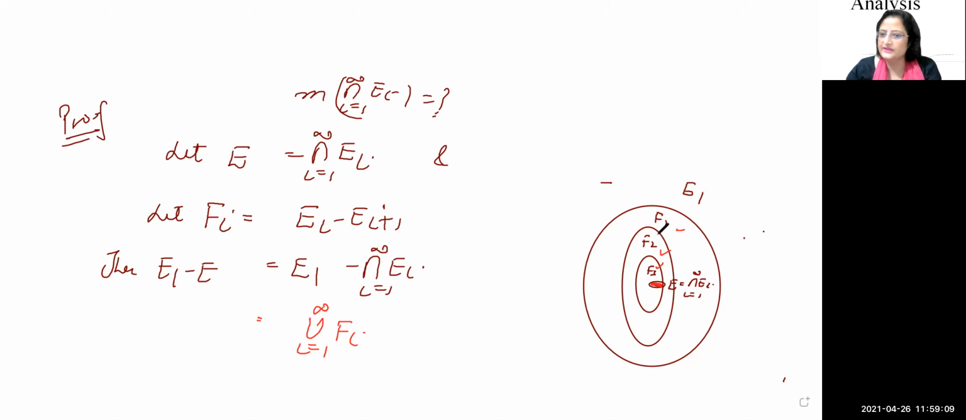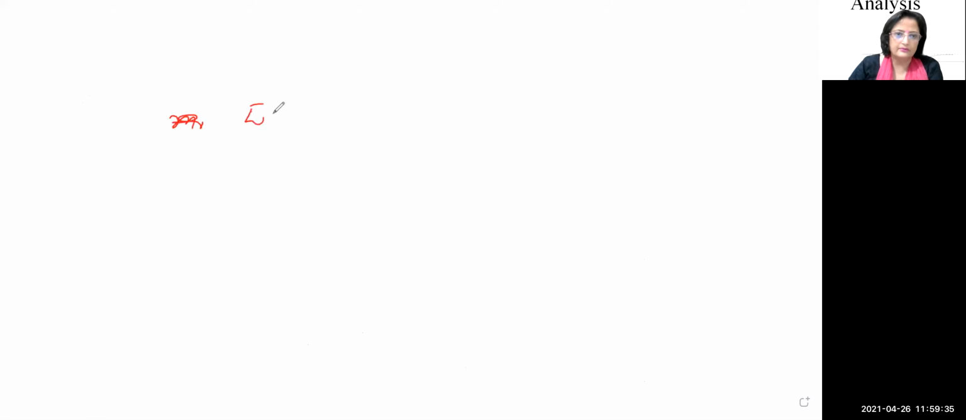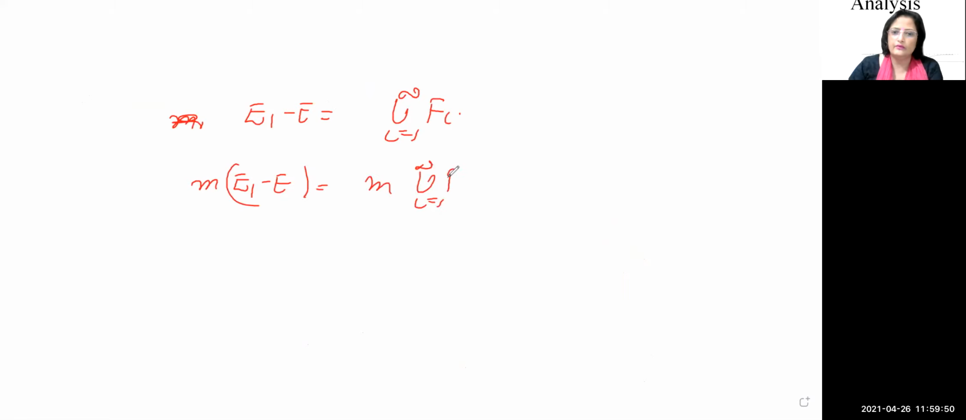And clearly all these sets, this middle portion that is coming, are pairwise disjoint. The sets Fi are pairwise disjoint. It implies that E1 minus E comes out to be the union of Fi, i running from 1 to infinity. So the measure of E1 minus E is equal to the measure of the union of Fi, and we know the formula: the summation of the measure of Fi, because all are disjoint.